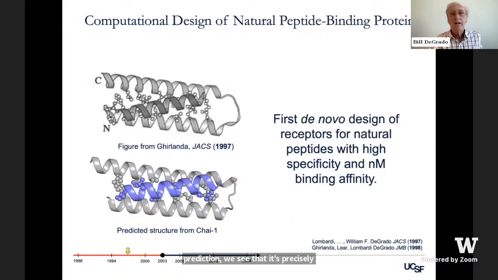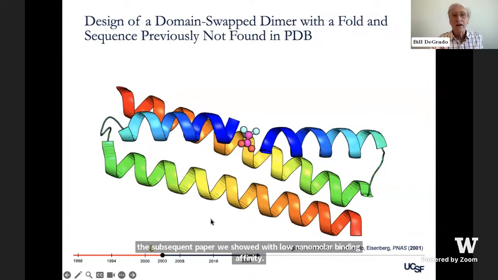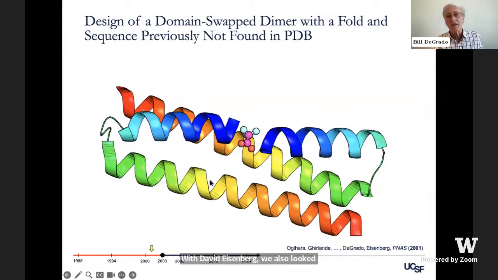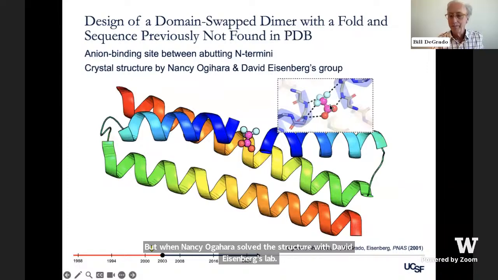And so we have the first de novo design of receptors for natural peptides with high specificity, and the subsequent paper we showed with low nanomolar binding affinity. With David Eisenberg, we also looked at domain-swapped 3-helix bundles. I was skeptical when Giovanna Ghirlanda showed me this model because the N-termini of the helices were butting one another. I was worried this might have electrostatic implications. But when Nancy Ogihara solved the structure with David Eisenberg's lab, boom, there was an anion right between them.